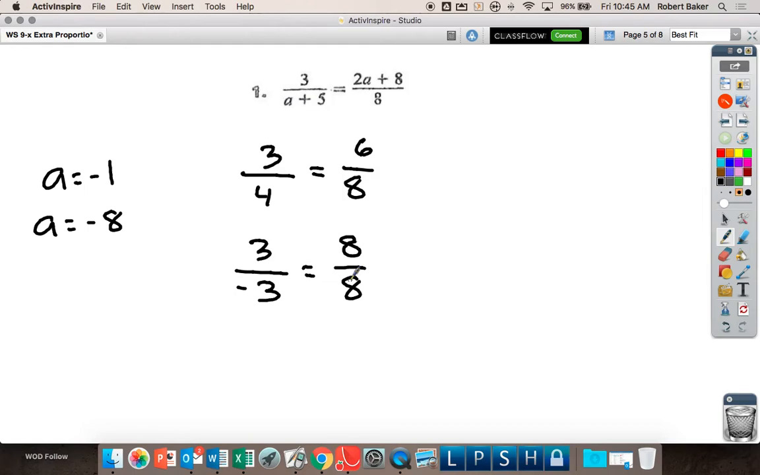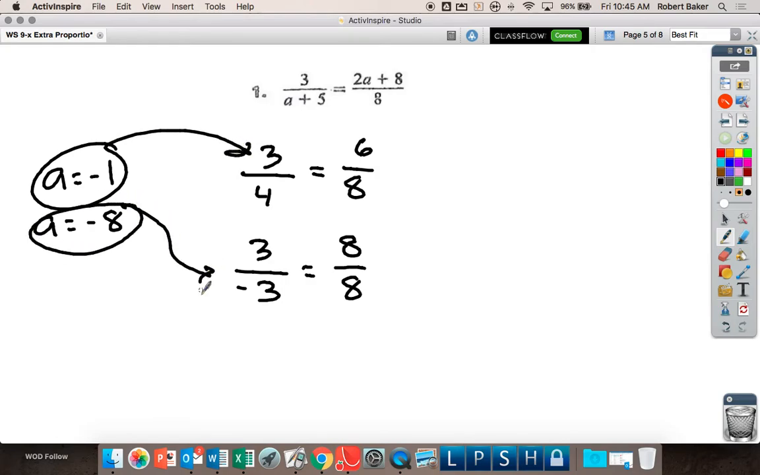Wait, but that's -1. No, I mean on the solutions. The 3/-3, that might be -8. Oh, -8. So this should be -8. My bad. Good catch. Way to check my work. We get -1 and -1.